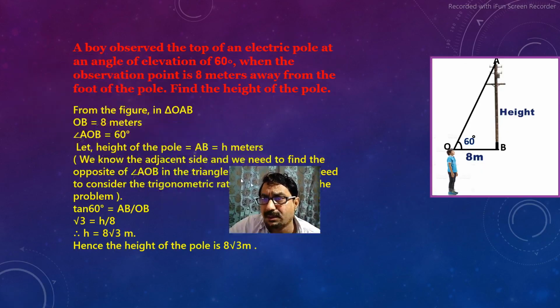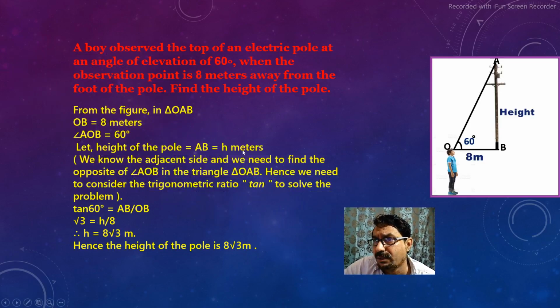Suppose the question given to you is: a boy observes the top of an electric pole at an angle of elevation of 60 degrees, and the observation point is 8 meters away from the foot of the pole. Find the height of the tower. You need to find the height of the tower, and this is the distance from where the boy is standing and watching the top. So the angle will form, and it is given as 60 degrees, right? All of you know that tan 60 is root 3.